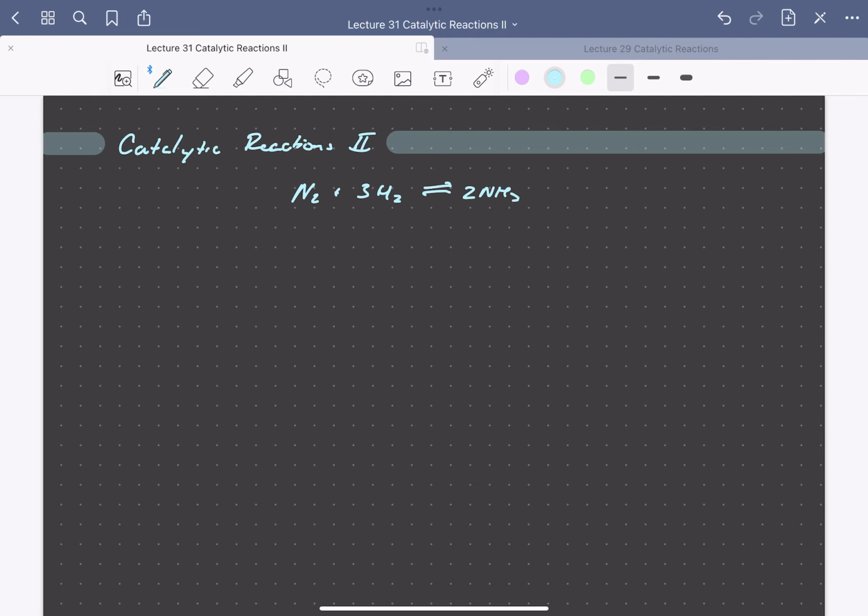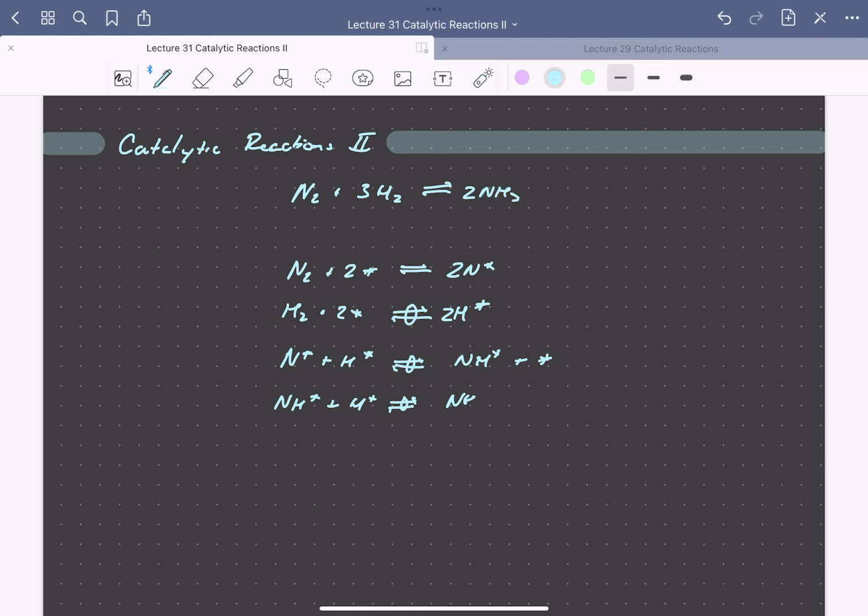So we'll have dissociative adsorption of nitrogen, dissociative adsorption of hydrogen, and then sequential hydrogenations of our nitrogen species through Langmuir-Hinshelwood type reactions with bound hydrogen to form NH, followed by NH2, followed by NH3, which desorbs from the surface of the catalyst.